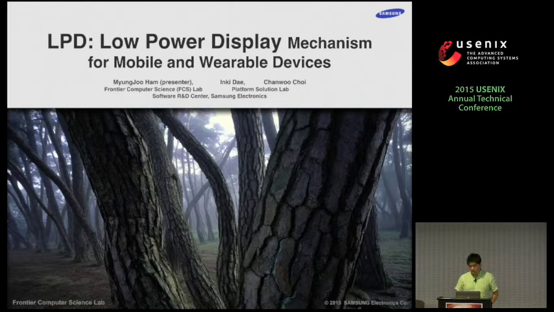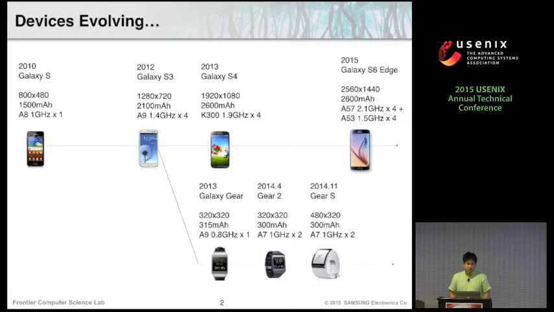We have been optimizing the power consumption of mobile devices and wearable devices. In this paper, we have experimented with wearable devices like Gear 2 and Gear S. Let's look at how devices have been evolving in the mobile and wearable industries. This is a short, brief history of devices.